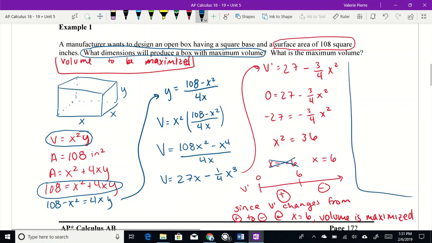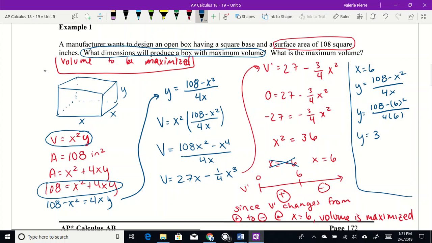So I know that x equals 6, right? I also know that y is equal to 108 minus x squared over 4x. So y is going to be equal to 108 minus 6 squared all over 4 times 6, which is going to be equal to 3.